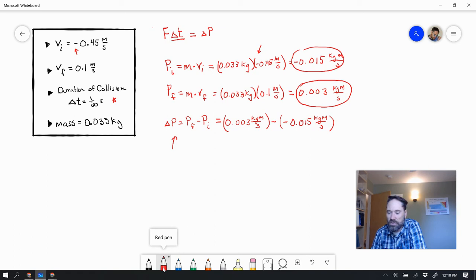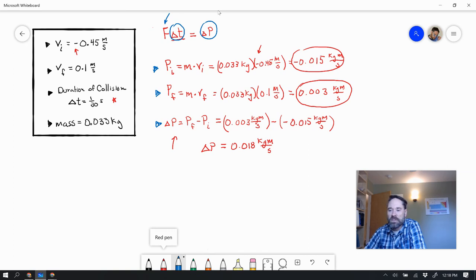So 0.003 plus 0.015. And what I walk away with is a change in momentum of 0.018 kilogram meters per second. This is my change in momentum. So now I've got my two different momenta that I was able to use to find out what my change in momentum was. And if I know my change in momentum, and I know the duration of my collision, I can solve for the force.